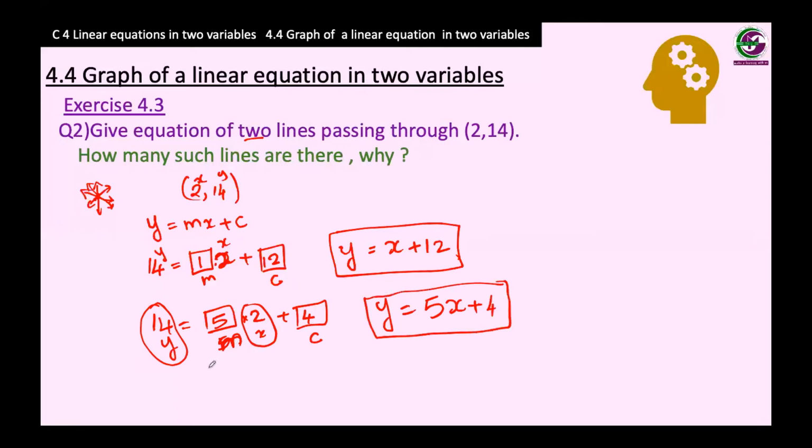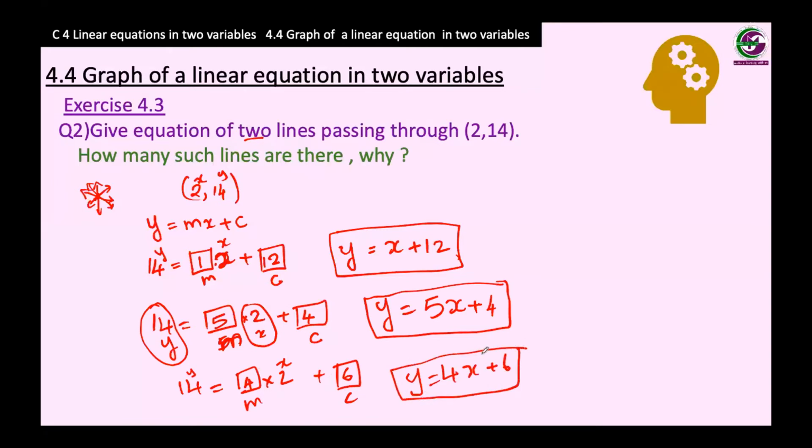What if you want to write one more equation? 14 is equal to a number multiplied by 2 plus another number. Let's take 4, for example. 4 times 2 is 8. 8 plus what gives you 14? 6. So y is equal to 4x plus 6. This is another equation. Hundreds of equations can be written of this form, because passing through a point, we can draw uncountable number of lines. Excellent.